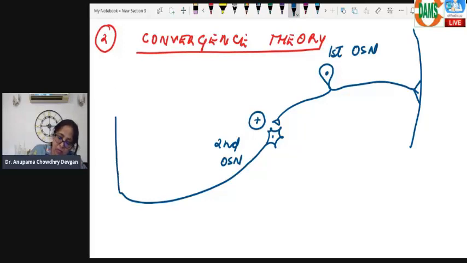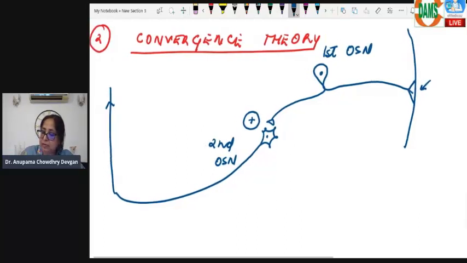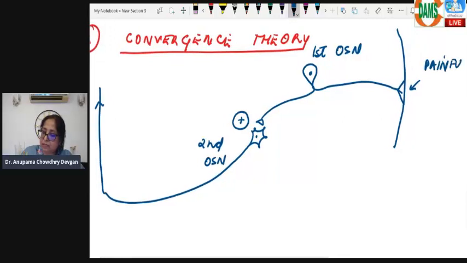And this now moves upwards. This is your pain pathway. Yes, you give a painful stimulus over here, right? This is a painful stimulus which is given, and the impulses will go in this direction, towards the spinal cord and then to the cortex.